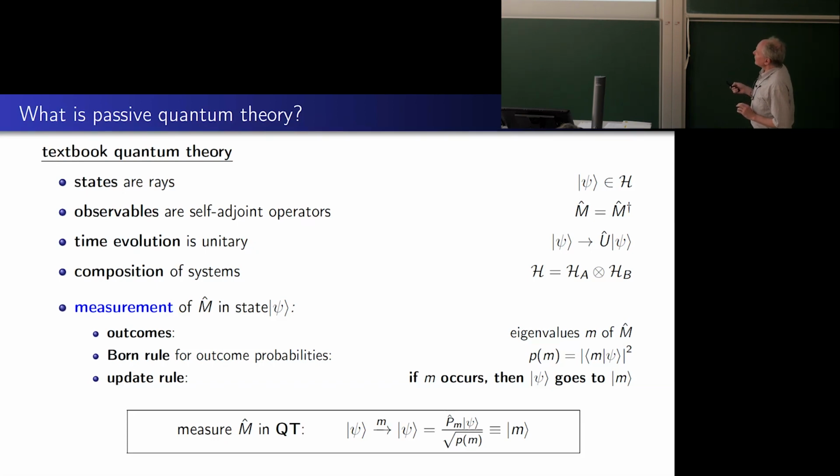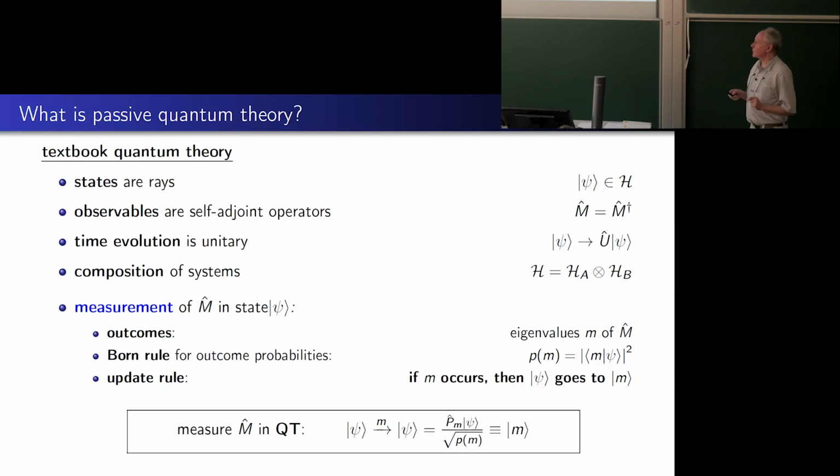And for reference, I have introduced one set of standard postulates. The simplest version I could think of was to have just pure states to begin with, no density matrices. We'll come to that later. States are simply rays in some Hilbert space. Observables are self-adjoint operators. Time evolution is just unitary. Composition of systems happens with the standard tensor product. And then in addition to those four postulates, I have a fifth one, which tells me what happens when measurements are performed in this setting.